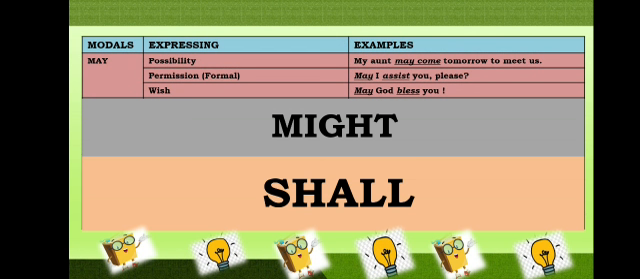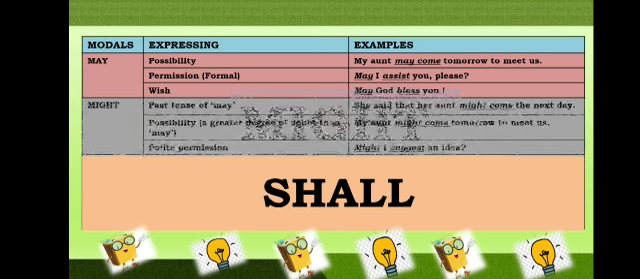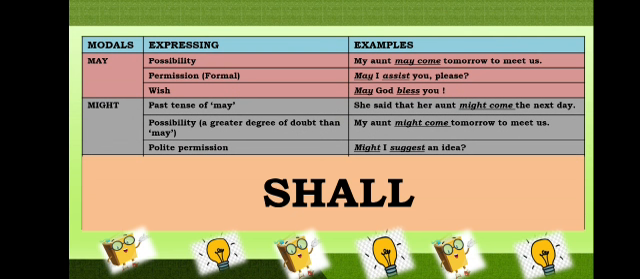Next in the list is might. And the situations are as follows. Past tense of may, as in she said that her aunt might come the next day. Possibility, but here there is a greater degree of doubt than the modal verb may. My aunt might come tomorrow to meet us. Here the chances of my aunt coming is very less. Polite permission. For example, might I suggest an idea?